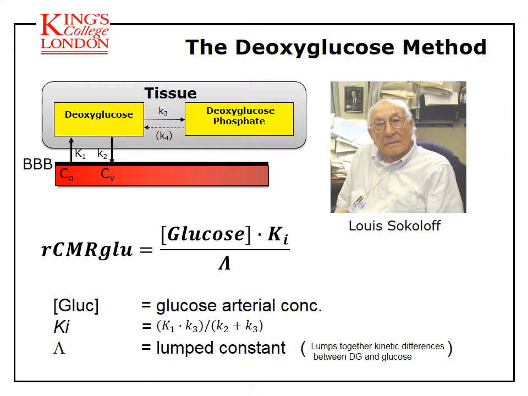Then the total flux of glucose can be calculated as the product of the rate Ki, which, as you can see from the slide, is directly derived from the rate constants, times how much glucose, not deoxyglucose, glucose, you have in plasma, which is a straightforward measurement. One more thing, lambda is called the lumped constant. It is a constant, doesn't change, which accounts for the difference in affinity of the glucose transporter for deoxyglucose compared to glucose.